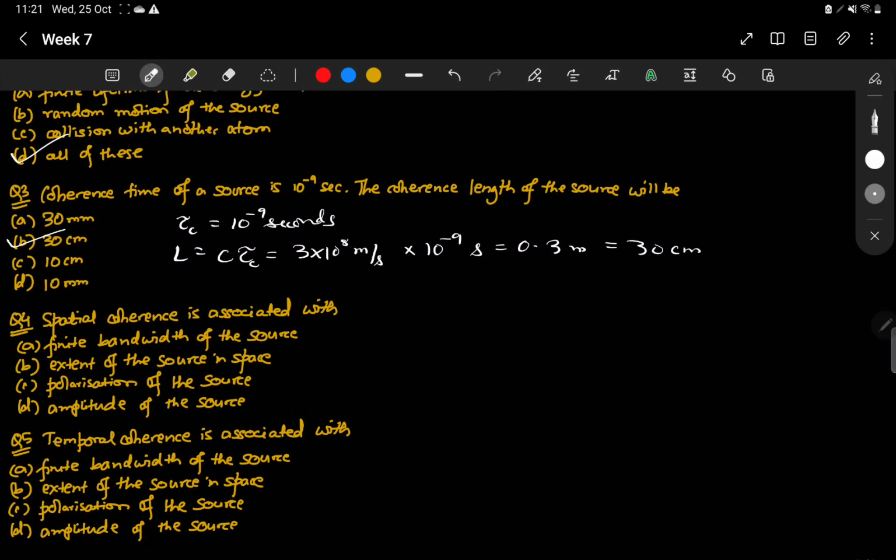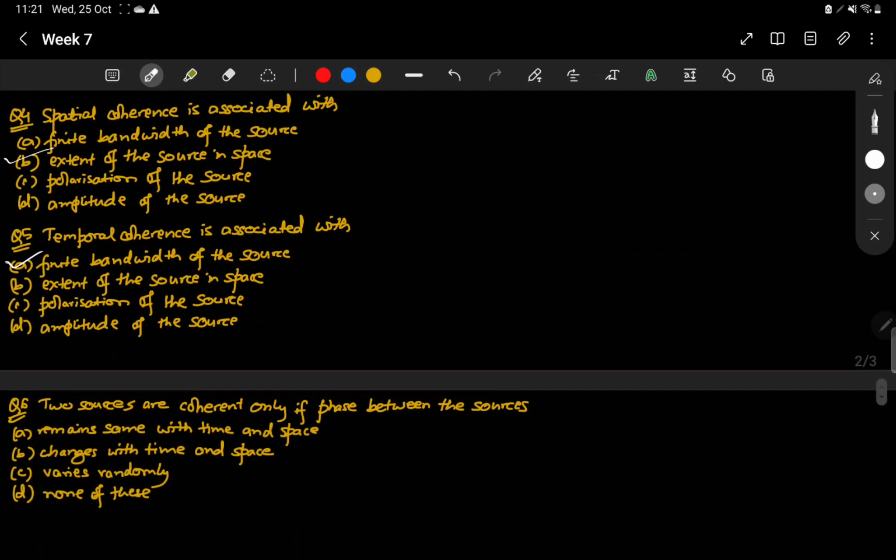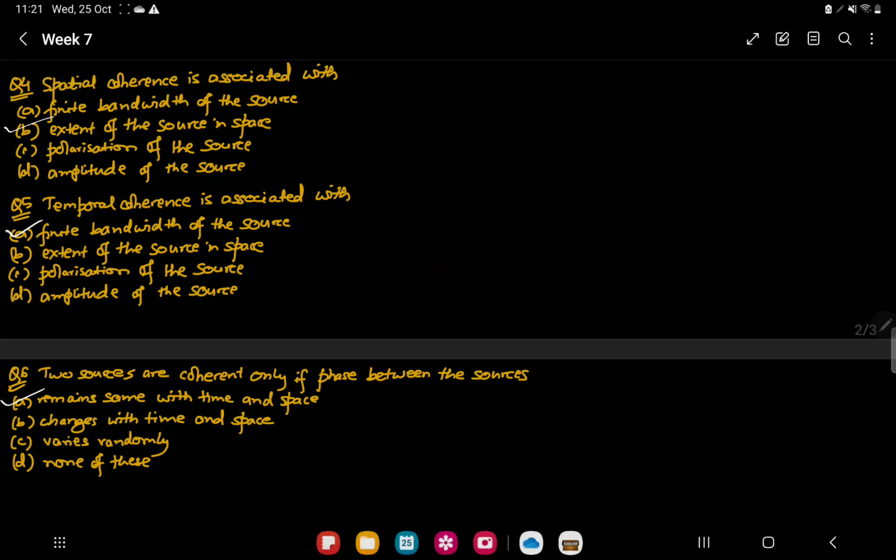Spatial coherence is associated with extent of the source in space. Temporal coherence is associated with finite bandwidth of the source. In fact, coherence time is inversely proportional to the bandwidth. Two sources are coherent only if phase between the sources remains same with time and space. So that was all. Next, moving to week 8.